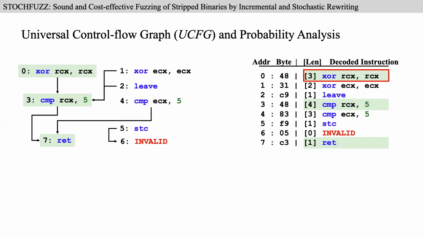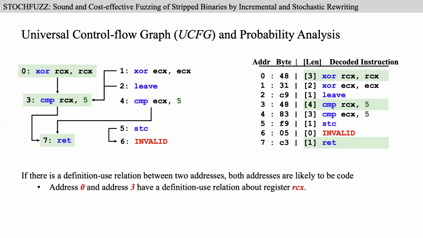On the left side, we present the corresponding UCFG, where a node denotes an instruction and edges denote explicit control flow. Note that it is a supergraph of the real CFG. Based on the UCFG, we develop a set of probabilistic inference rules to calculate the probability on the fly.